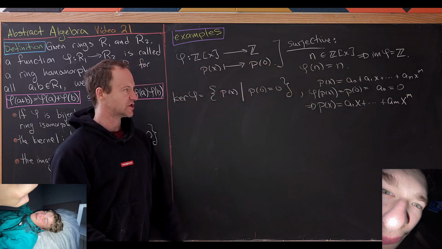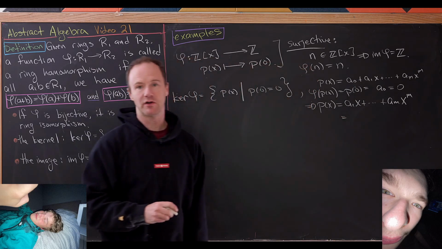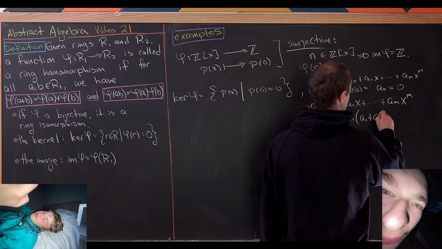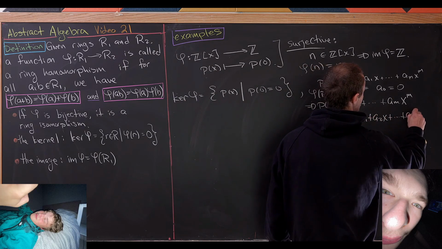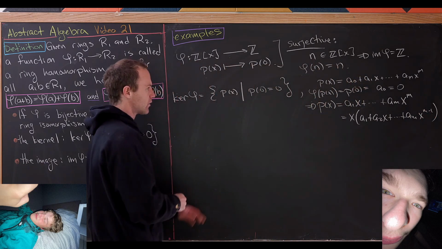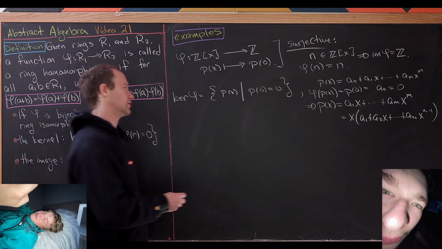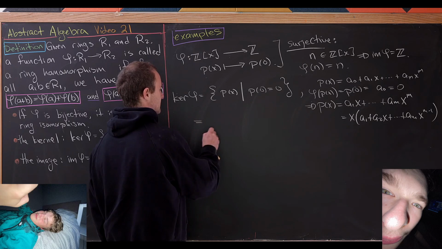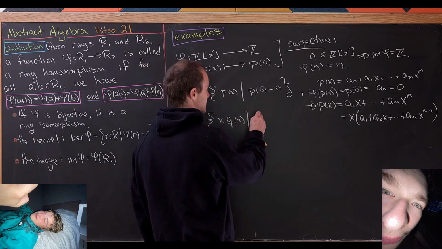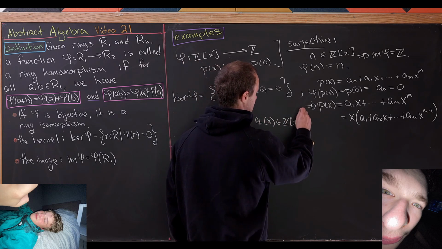In other words, every term has an x in it, but that means we can factor an x out of it. And if we do that, we have x times (a1 plus a2x all the way up to am x to the m minus 1). So in other words, p of x is equal to x times some other polynomial. So let's write that down. So this is equal to x times q of x, where q of x is in fact allowed to be any polynomial.